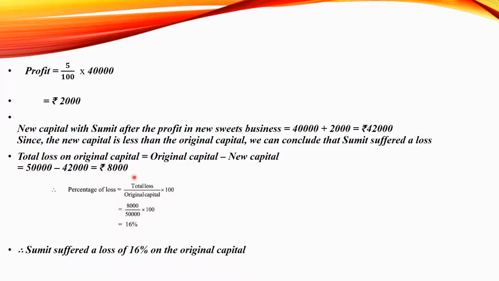Now we will find the percentage of loss. So that is equal to total loss upon original capital multiplied by 100. Total loss is 8,000 and original capital is 50,000. So 8,000 upon 50,000 multiplied by 100, which is equal to 16%. So Sumit suffered a loss of 16% on the original capital.